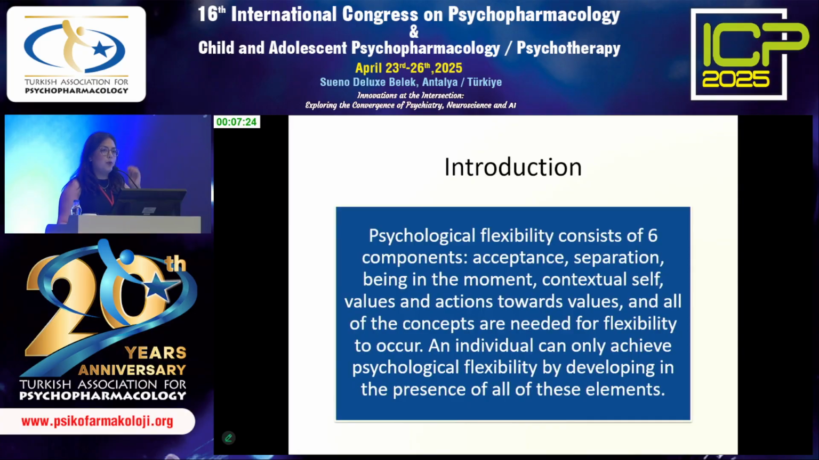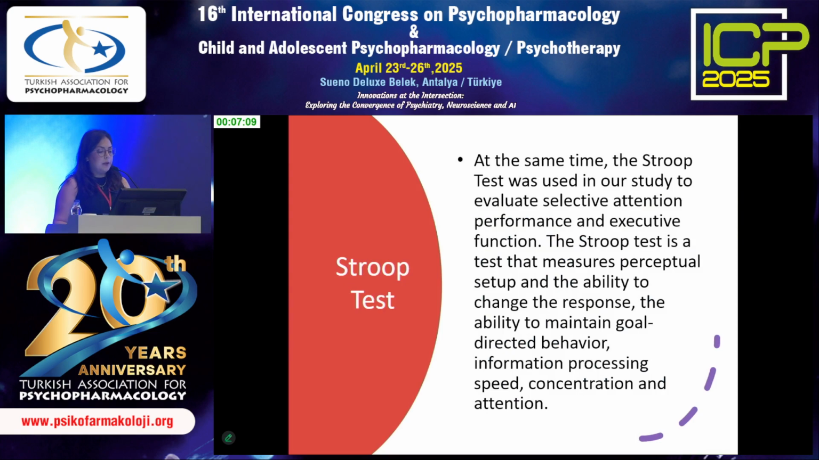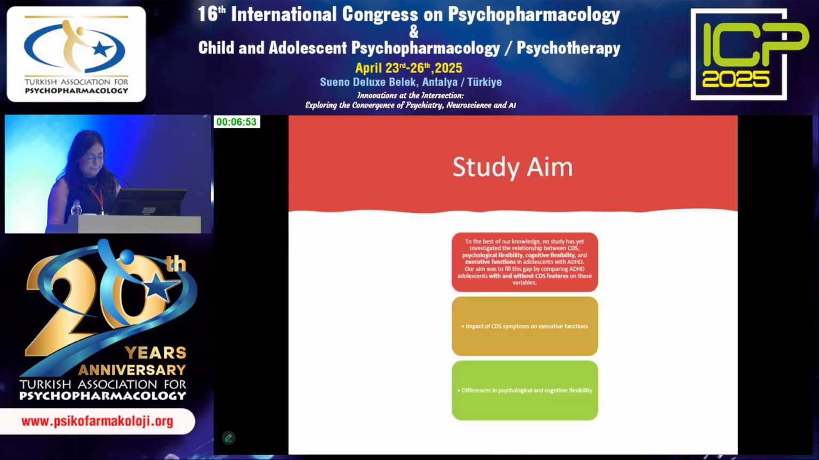Psychological flexibility consists of 6 components: acceptance, separation, being in the moment, contextual self, values, and actions towards values. All of these concepts are needed for flexibility to occur. We used the Stroop test in our study to evaluate selective attention, performance, and executive function. The Stroop test measures perceptual set and the ability to change the response.